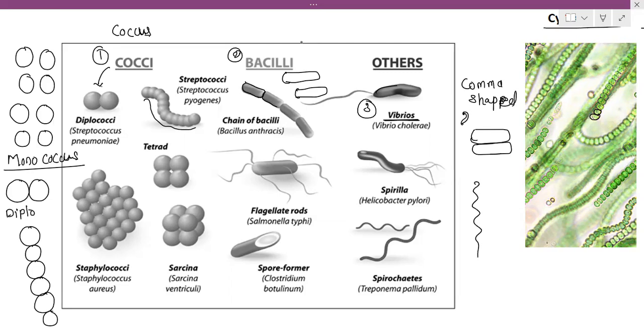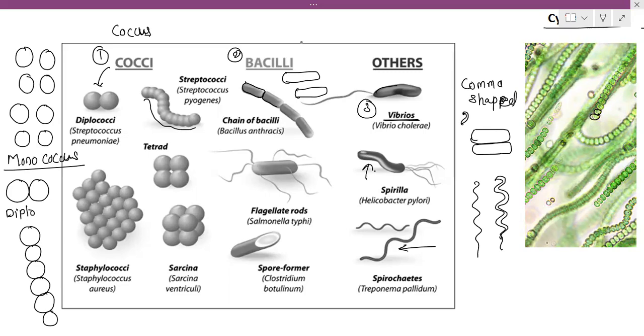Then the next one is spirilla. Spirilla is like a snake. This one is spirilla. Spirilla means like a snake. Elongated, long, snake-shaped bacteria is called spirilla. Here in the picture you will see many names, flagellated and staphylococci and all. All these names we don't have.